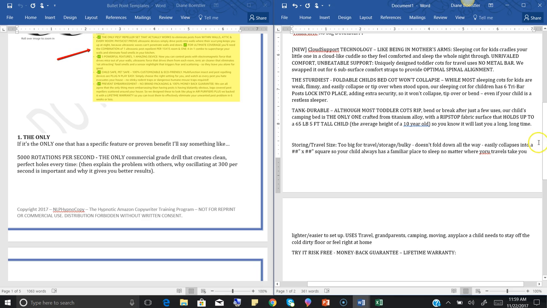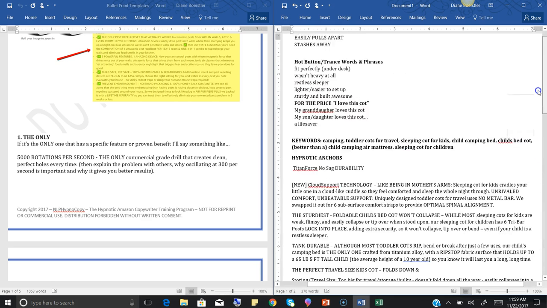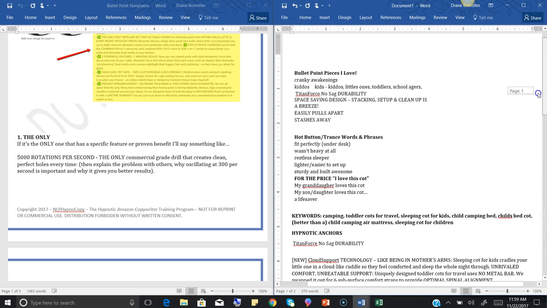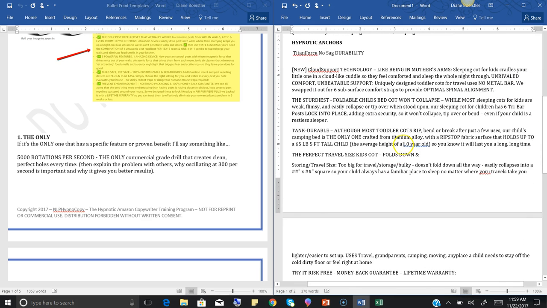So for the travel one, we always have a ton to collapse in here. So let's see here. The perfect travel size kids cot, right? Folds down. Someone had given me a great word, if you remember. Stashes away. Folds and stashes with ease. Folds and stashes with ease, right?